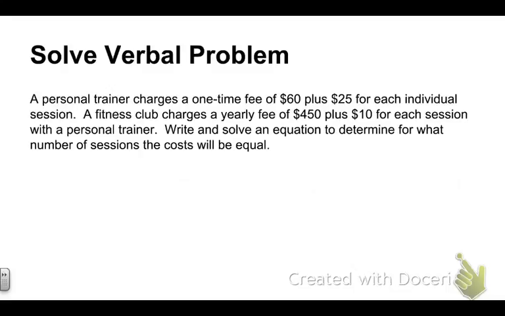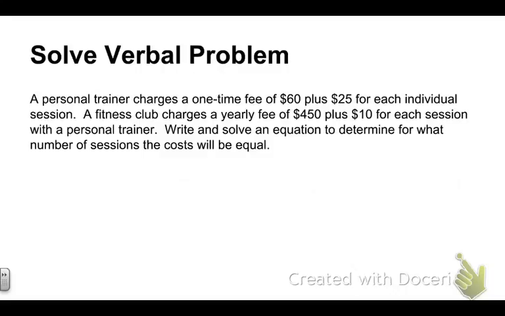The last problem is, where in the world would you ever use this? A lot of you guys that want to have your own business, own a company, this is what you're going to be using. All right. A personal trainer charges a one-time fee of $60 plus $25 for each individual session, and a fitness club charges a yearly fee of $450 plus $10 for each session with a personal trainer. Write and solve an equation to determine for what number of sessions the cost will be equal.